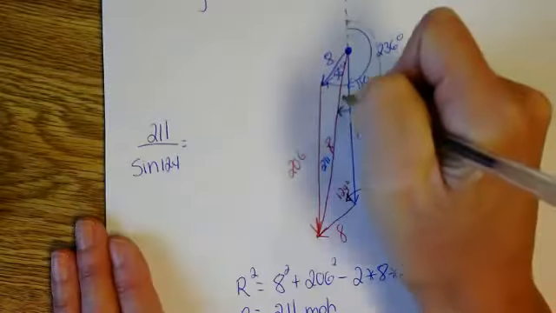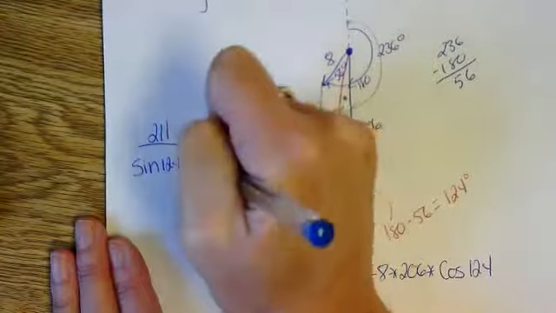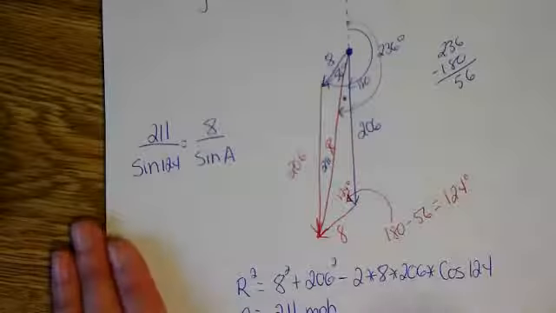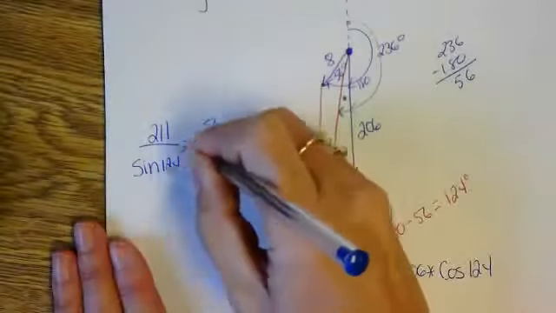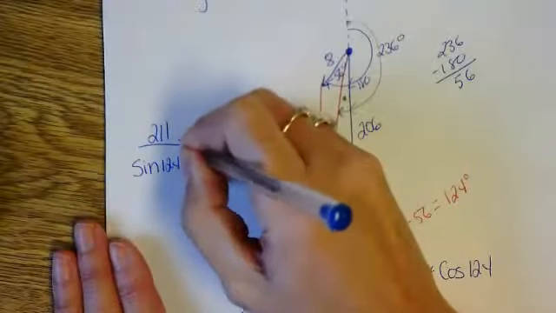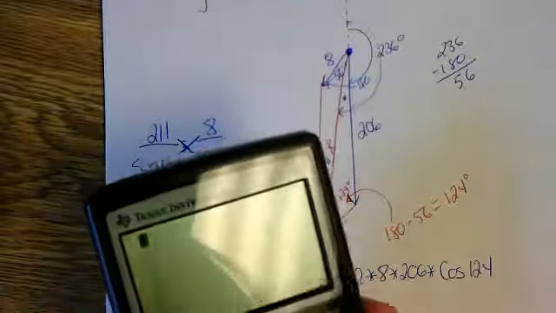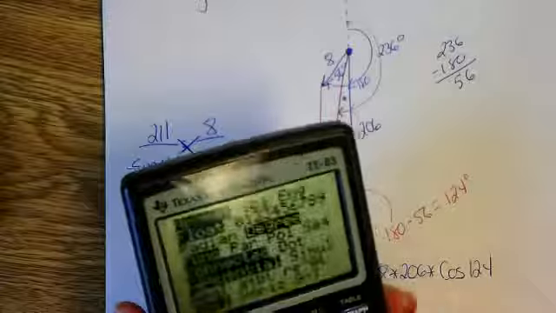I want this angle up here, so that means I need the 8 over the sine of A, I'll call it. So now it's cross products, so those get multiplied, and then I'll end up dividing. So I'm going to do all of the work on a calculator. I will show this one since it's been a little while. I think I'm in degree mode, yep.